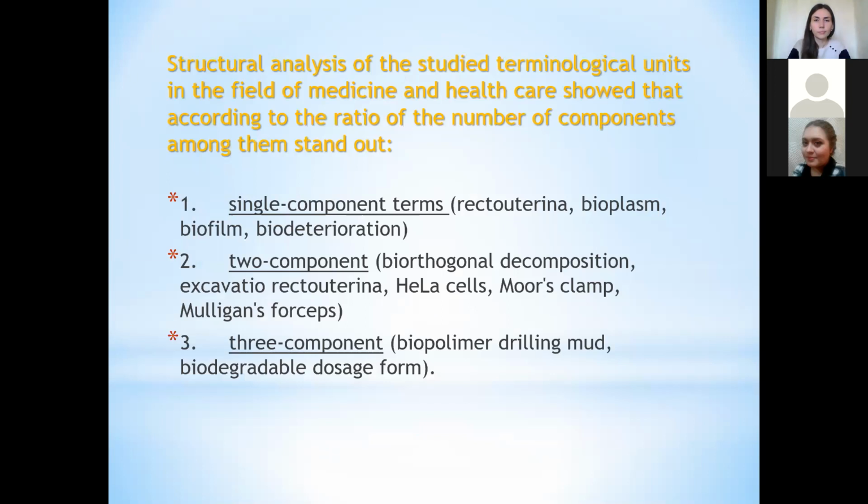On the next slide, this is a structural analysis of the studied terminological units in the field of medicine and healthcare. It shows that according to the number of components, there stand out single-component terms, 2-component terms, and 3-component terms. Even a superficial analysis reveals a significant dominance of the 2-component terms in medicine. Therefore, the preference of 2-component over 1-component terms can be explained by the fact that 2-component terms better meet one of the most important requirements for a term, its brevity. The preference of 2-component terms over 3-component terms can be explained by the fact that they save speech effort.